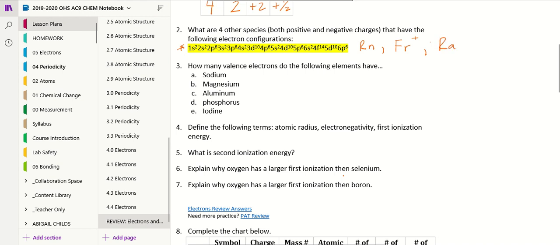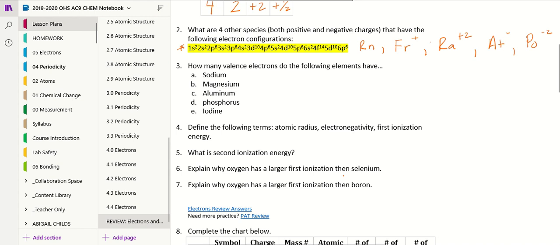Radium, which is going to be plus 2. Oxidation state plus 2. Okay, what about on the opposite side? What about At? What do I have to do for At? I have to gain an electron, so that's going to be minus 1. What about Po? Minus 2. You see the pattern here?